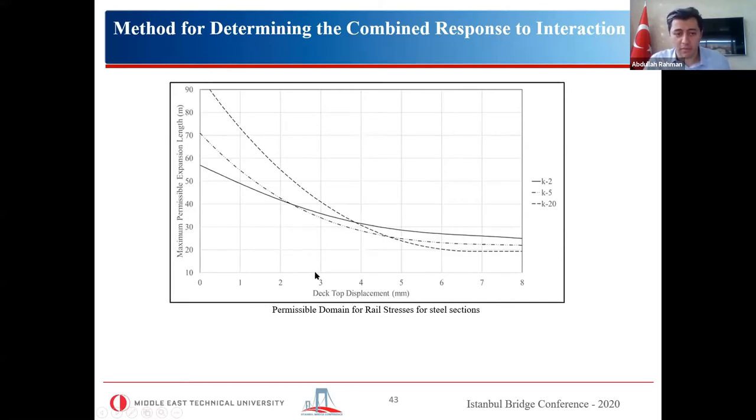For example, for the same bridge, let's say that I want to make 40 meters with the top deck displacement result in 3 millimeters. Now, if we come to here, it's not allowed to do 40 meters. By just increasing your substructure longitudinal stiffness up to around 20, it allows you to do the 40 meters. Now, if your substructure longitudinal stiffness is between 2.5 and 20, you can make a linear interpolation between these charts.